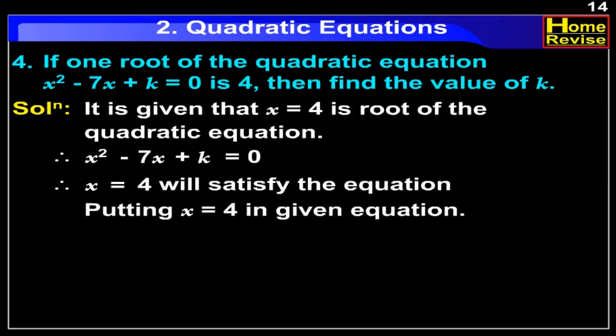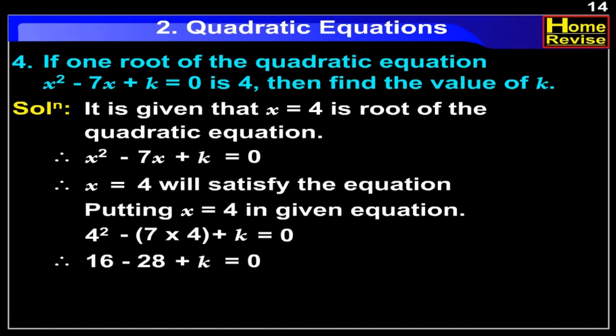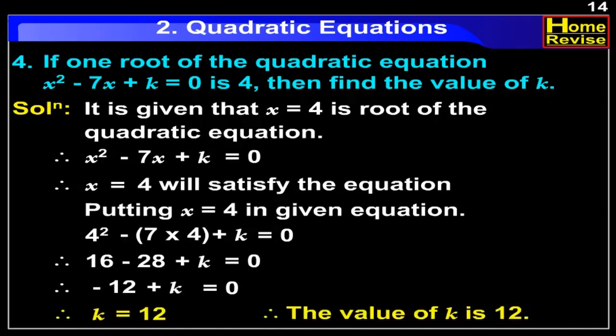Putting x is equal to 4 in the given equation, we have 4 square minus 7 into 4 plus k is equal to 0. Therefore, 16 minus 28 plus k is equal to 0. Therefore, minus 12 plus k is equal to 0. Therefore, k is equal to 12. Thus, the value of k is 12.